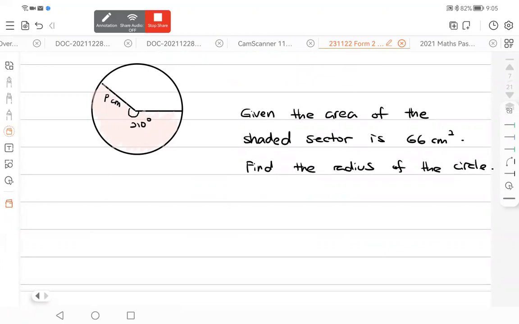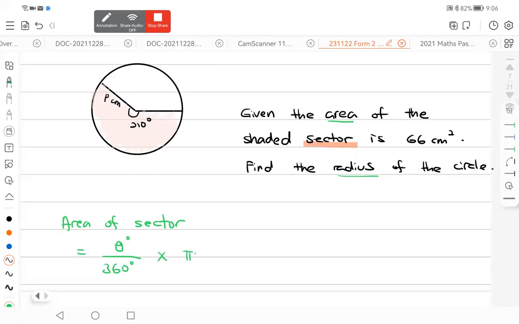Given the area of the shaded sector is 66 centimeter squared. Again, find the radius. Please form the equation again. Area of the sector, I write in general form first. Area of sector equals the angle subtended over 360 degree times pi r square.